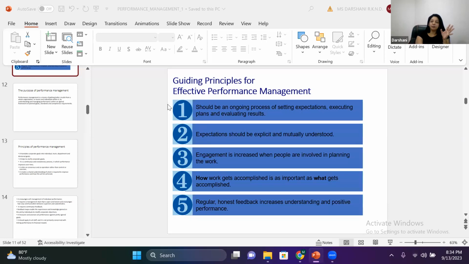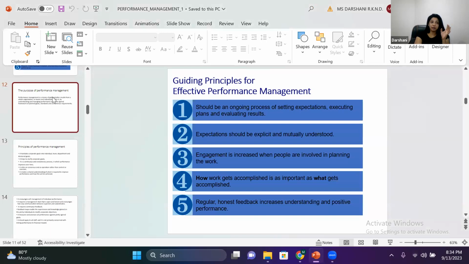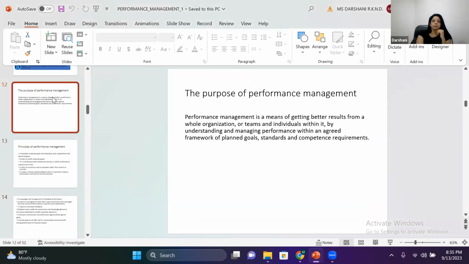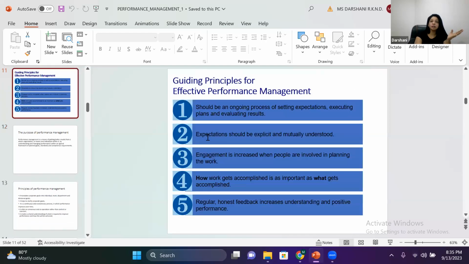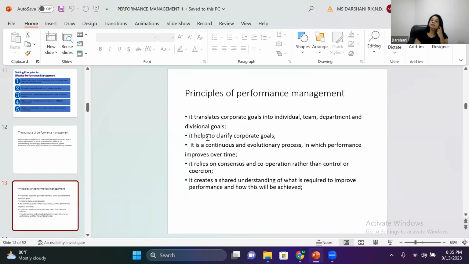So these 5 principles every evaluator should keep in their mind. I am still in this recap, right? The purpose of performance management is the most important thing that we are going to discuss. You can see there are some other principles. These are principles of performance management. What I was talking about were guiding principles for effective performance management. Don't mix them up, right? Even these principles you can think about and write.